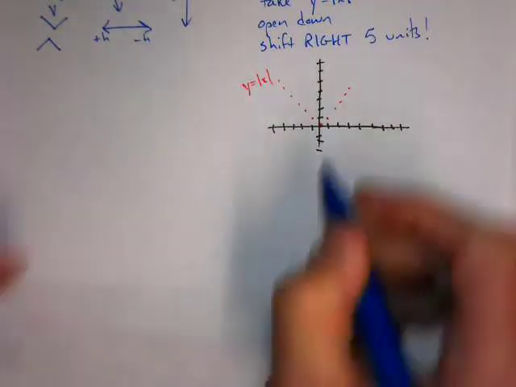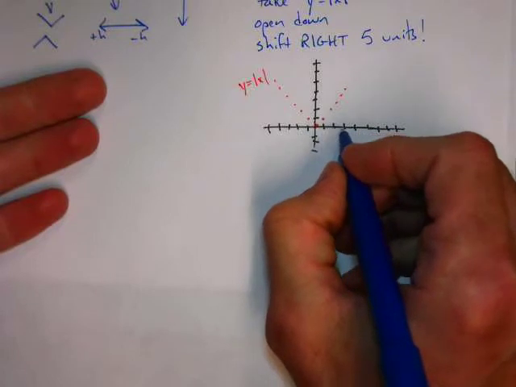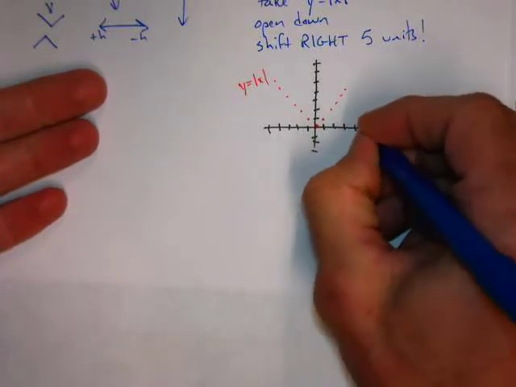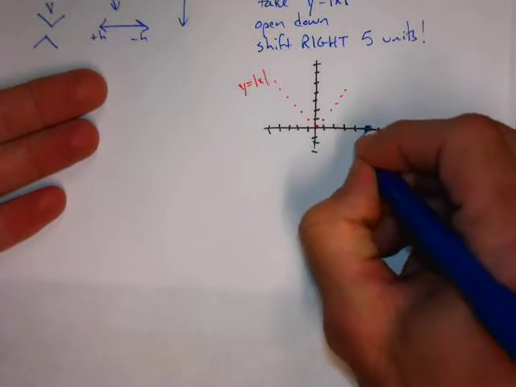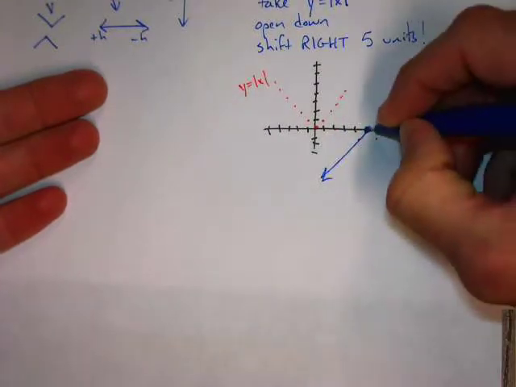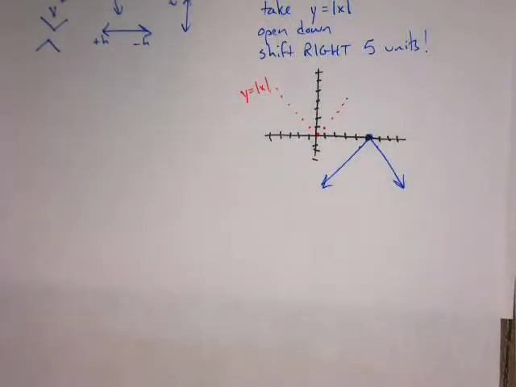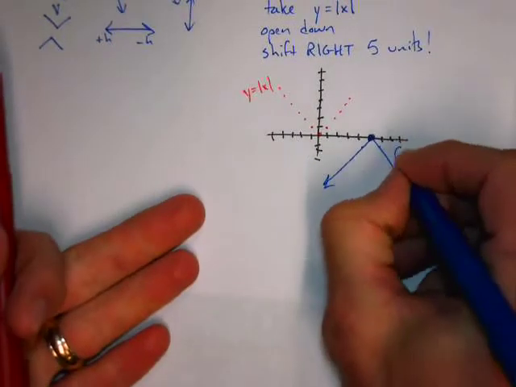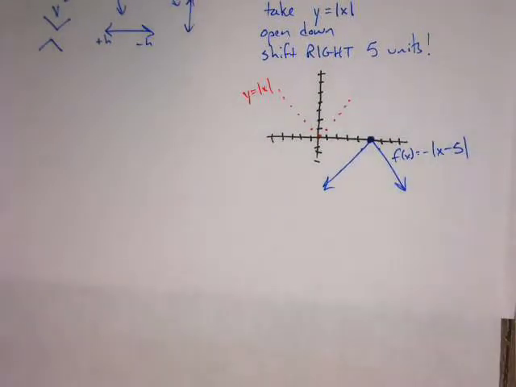So that means where the point at the original was here, now it's going to shift to the right 5 units. 1, 2, 3, 4, 5. And instead of opening up this way, it's going to be a v down this way. How cool is that? That is actually our graph. This is the graph of f of x equals negative absolute value of x minus 5. So we have the skill now of graphing using translations.